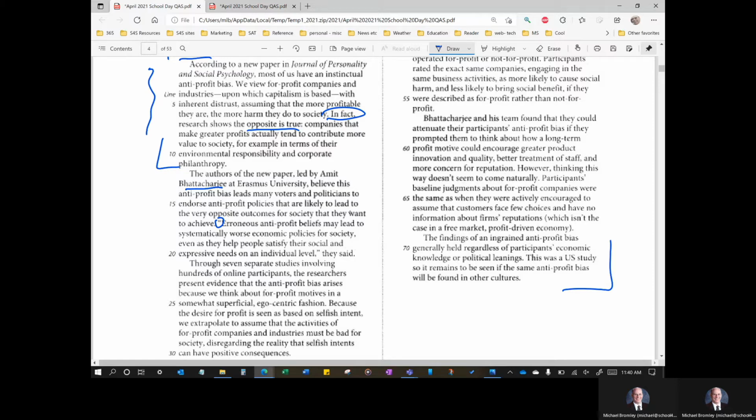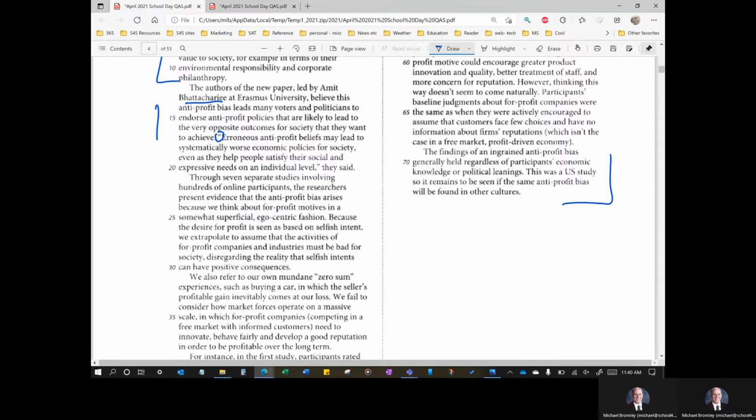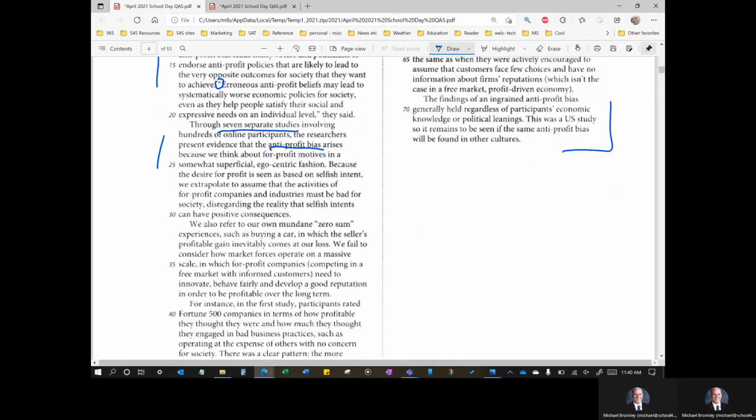To endorse anti-profit policies likely to lead to very opposite outcomes for society than they want to achieve. Okay, I get the idea here. Through 7 separate studies and hundreds of online participants, they present evidence about that. They have the anti-profit bias that's going to be here.